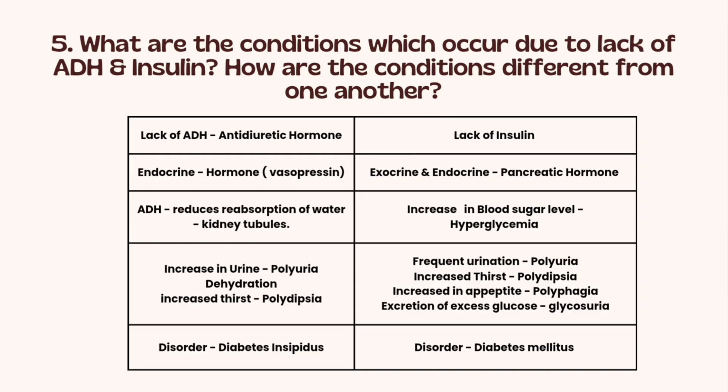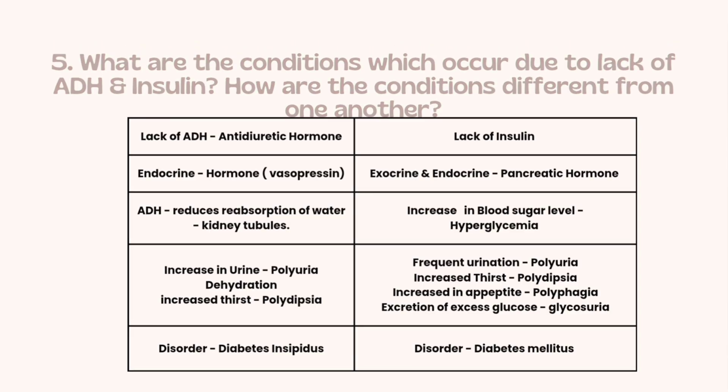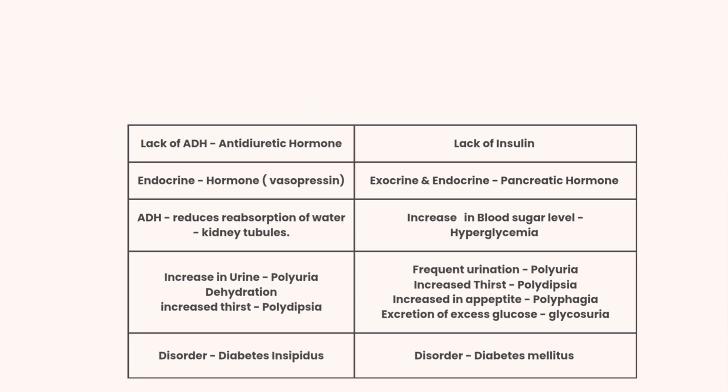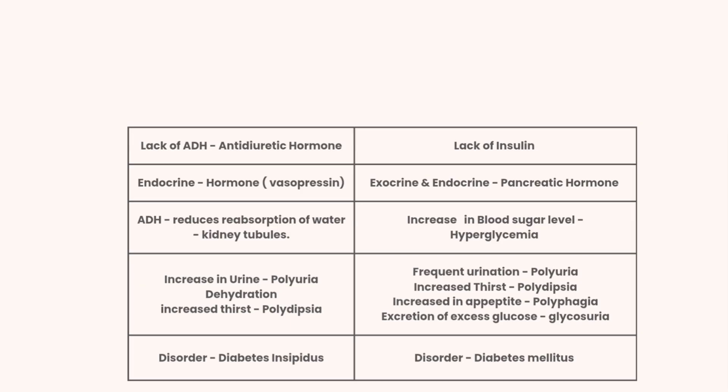Lack of insulin, an exocrine and endocrine pancreatic hormone, increases blood sugar level, hyperglycemia. It causes frequent urination, polyuria, increased thirst, polydipsia, increased appetite, polyphagia, and excretion of excess glucose, glycosuria. The disorder is diabetes mellitus.